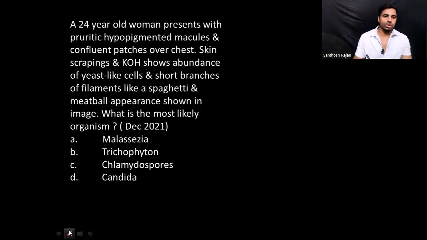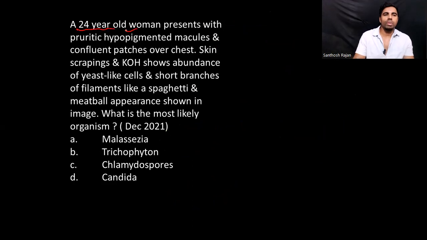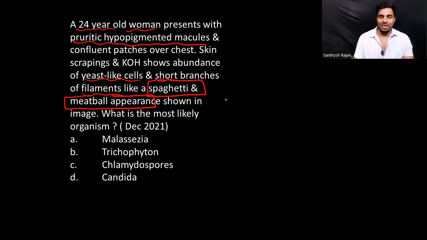Now next question. Look at this question. Here given a 24-year-old woman. She has pruritic hypopigmented macules over the chest, a confluent patch on the chest, and then skin scraping they did and KOH was done, which shows abundance of yeast cells and short branched filaments, which is looking like, yeah, you already got the spaghetti and meatball appearance.